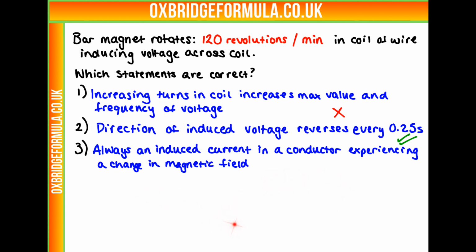Our third statement is that there's always an induced current in a conductor experiencing a change in magnetic field. So is this true? Will we always have a current? Well, if we have a complete circuit that's been created, then yeah, a current will flow. However, if there's not a closed circuit, there is no way a current can flow around that, so that is incorrect, even if the component is experiencing a changing magnetic field. So although it can do, not always, so this is incorrect.